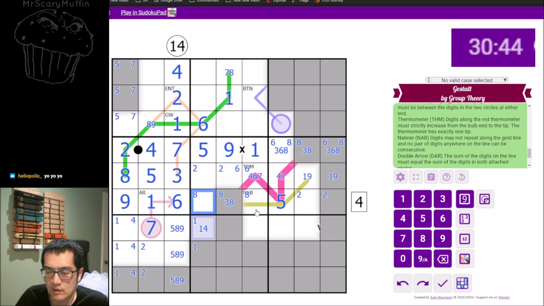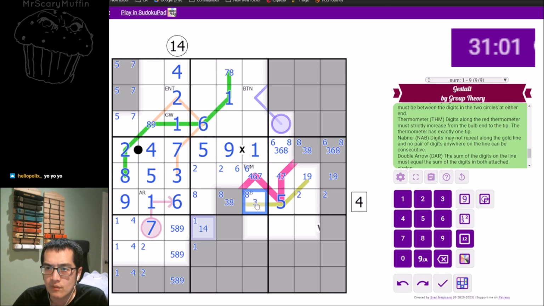Let's think about this Nabner line since it's brand spanking new for us. So we know 4 and 6 are banned from this line. So what do we have left here? What do we have left here? So 1, 2, 3, cannot be 4, 5, 6, can be a 7, maybe, come back to it. Can be an 8.